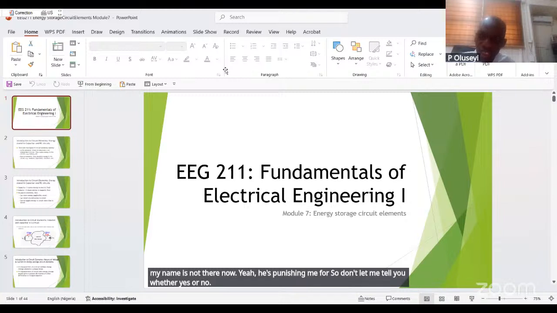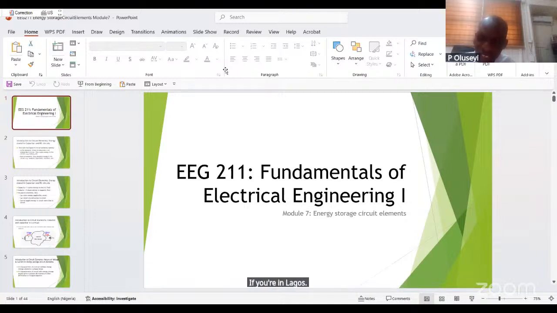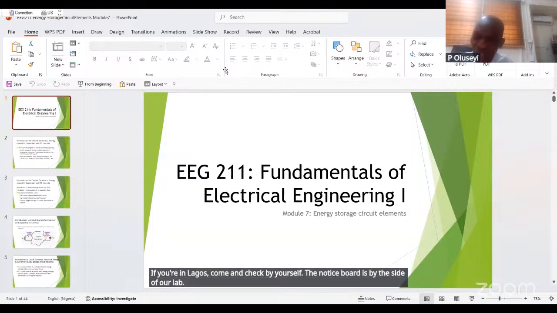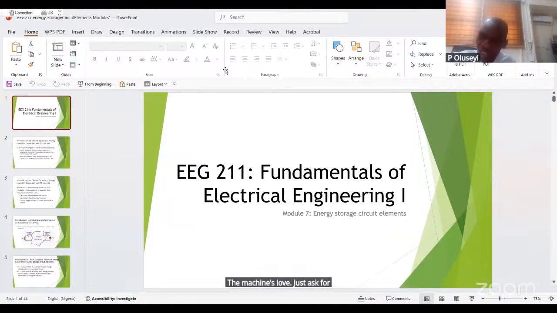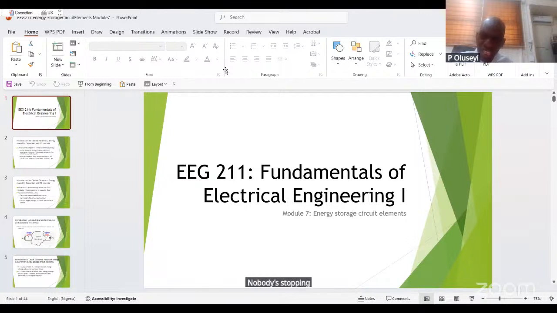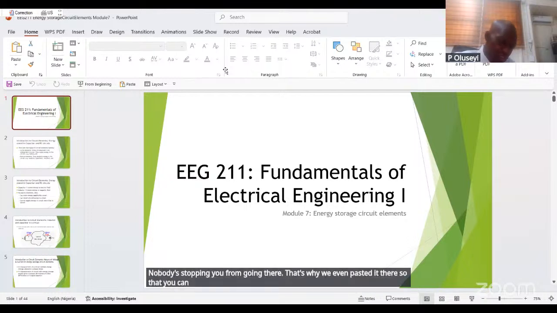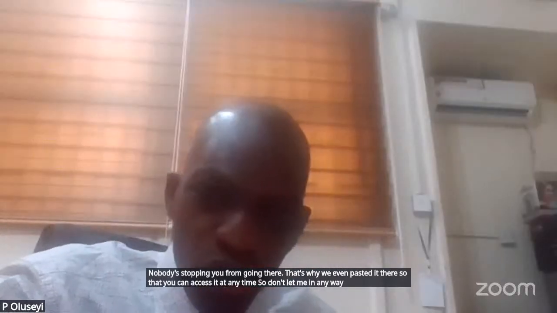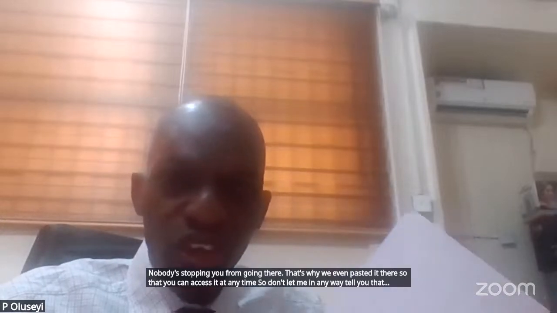If you are in Lagos, come and check by yourself. The notice board is by the side of our lab, the machines lab. Just ask for the electrical machines lab. You will see the notice board there. Your names are pasted there. It's an open place. Nobody is stopping you from going there. That's why we pasted it there, so that you can access it at any time. So don't let me in any way tell you that your name is there or not.